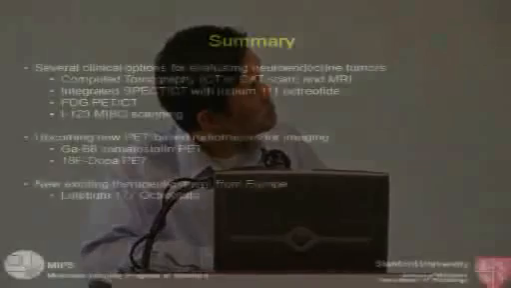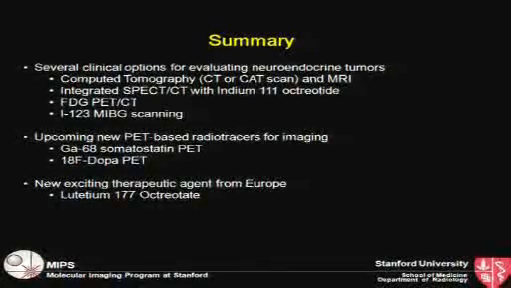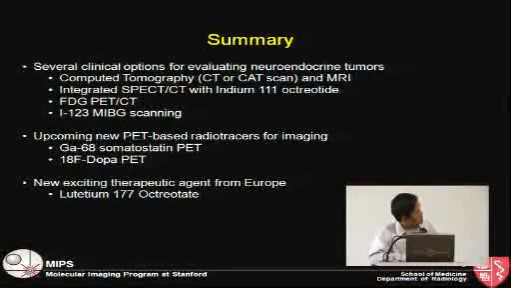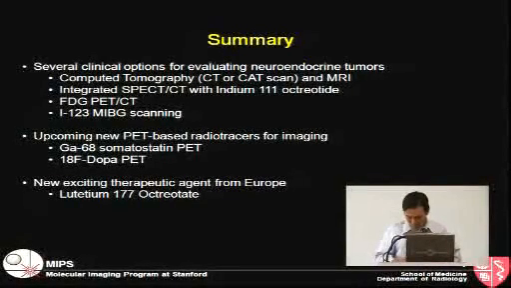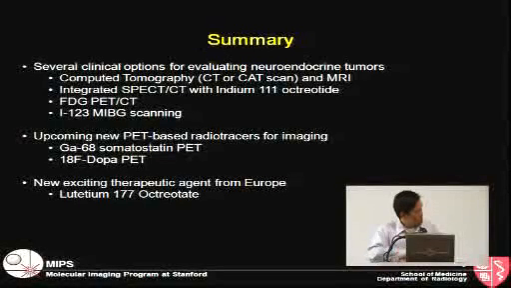So with that, I'll summarize, and again, I apologize for going so slow, but there are several clinical options for evaluating neuroendocrine tumor. There's CT, there's MR. Integrated SPECT-CT with octreotide, which I went through in detail. There's FDG PET-CT, which I apologize we didn't have a whole lot of time to go through, no time in fact, and MIBG scanning as well in patients with specific pheochromocytoma and neuroblastoma. New things coming up are a PET version of octreotide imaging called gallium-68 somatostatin imaging, and F-DOPA PET that has also been in use. And like I said, there's a new therapeutic option related to octreotide imaging called lutetium-177 octreotide.